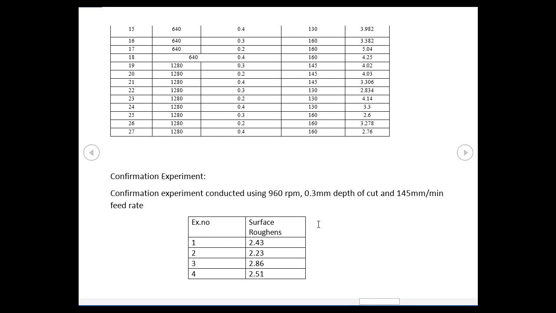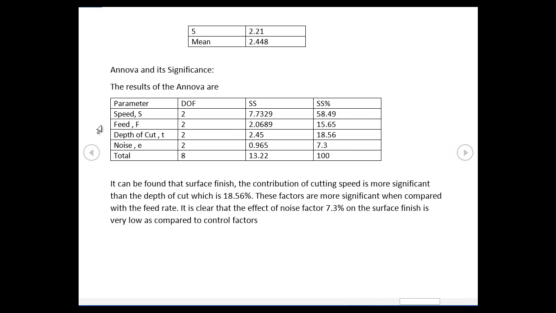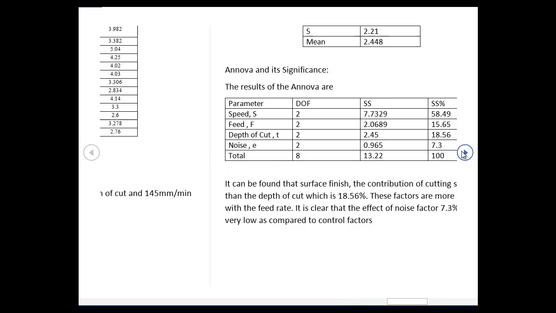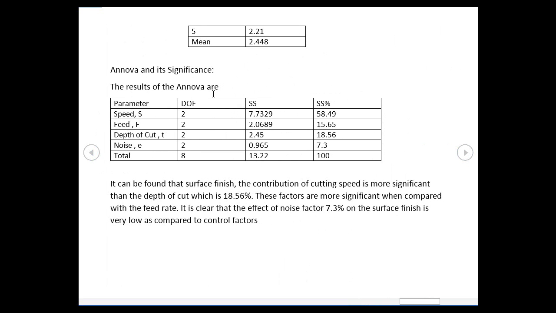And we got the surface roughness for each of these experiments. The mean was 2.448. After considering the result, the sum of squares percentage for the speed parameter was more. So it can be said that the contribution of cutting speed is more significant to the surface finish than the depth of cut, because it is 18.56%, whereas the speed parameter is 58.49.